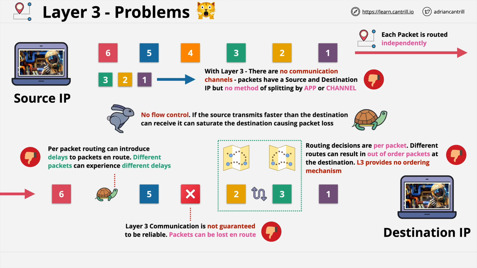If a source device is transmitting packets faster than a destination device can receive them, then it can saturate the destination connection and cause loss of data, packets which will be dropped. Now, with only Layer 3, we wouldn't have anywhere near the flexibility required to have the internet function in the way that it does. For that, we need Layer 4, and that's what I want to cover in this part of the lesson series. So what is Layer 4 and how does it function?